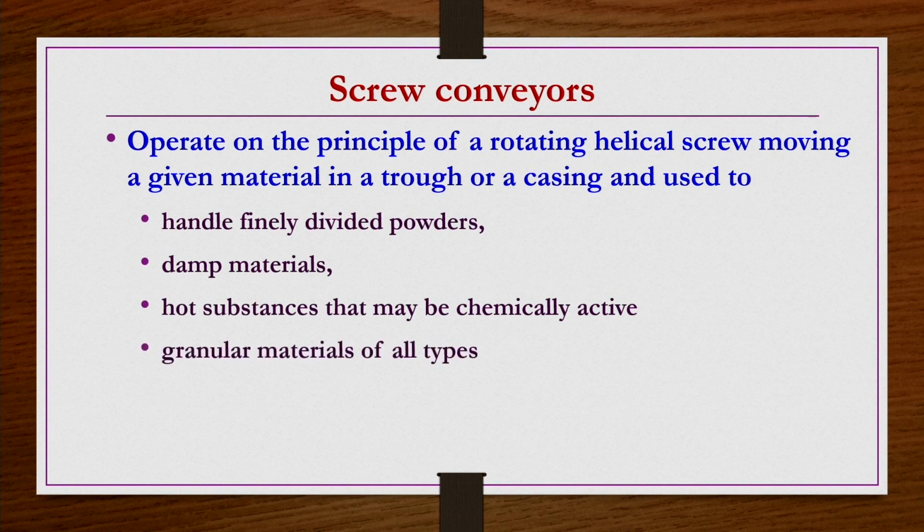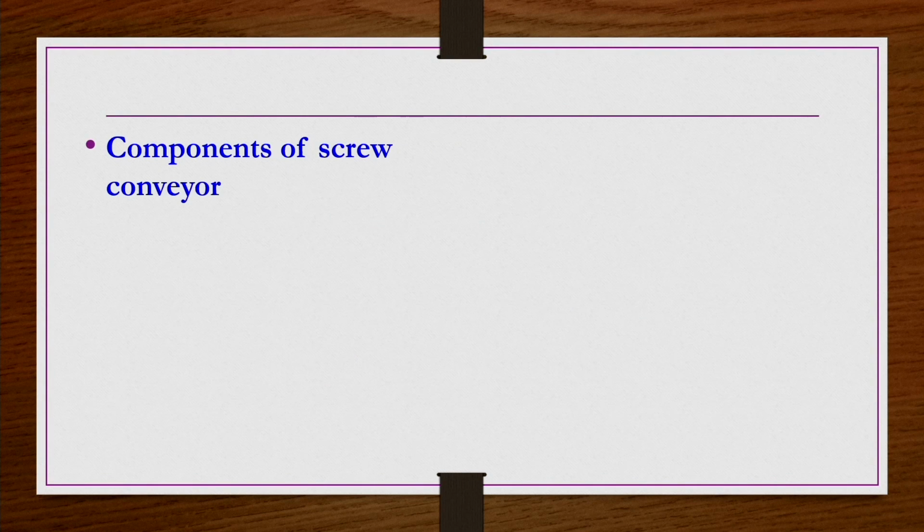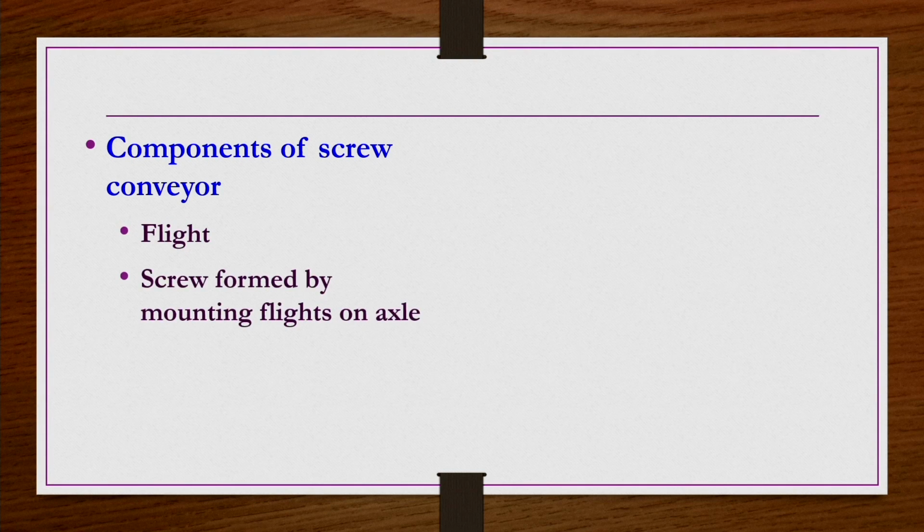They are not only for transport of granular materials of all types, but also used for batch and continuous mixing, and especially when you need a fairly accurate mass rate, these screw conveyors are more reliable. So, for feeding where a fairly accurate mass rate is required, it is better to go for a screw conveyor. Then the screw conveyor has the following components: flight, screw formed by mounting flights on axle, and trough or casing.